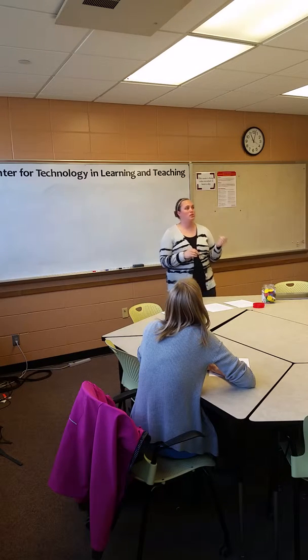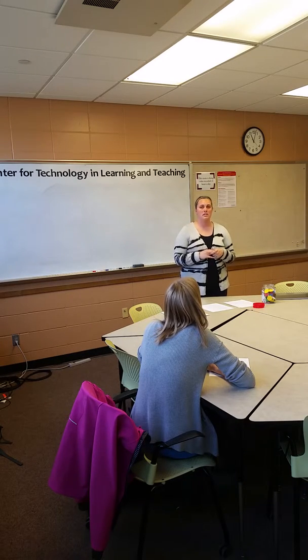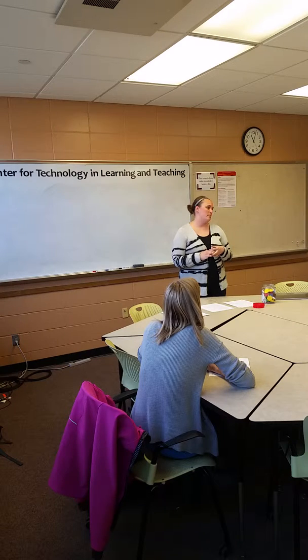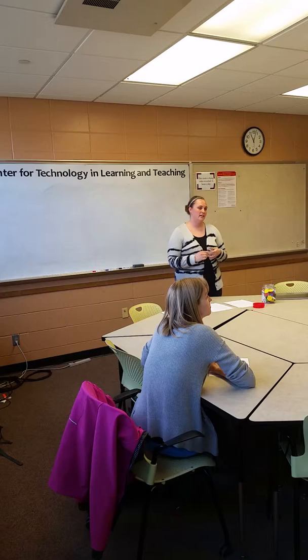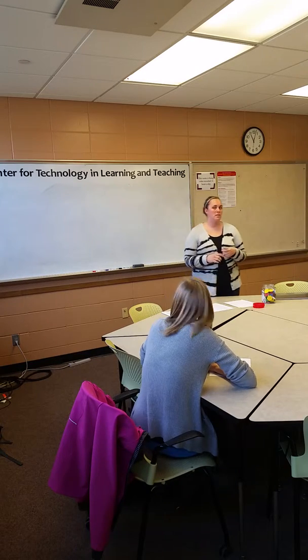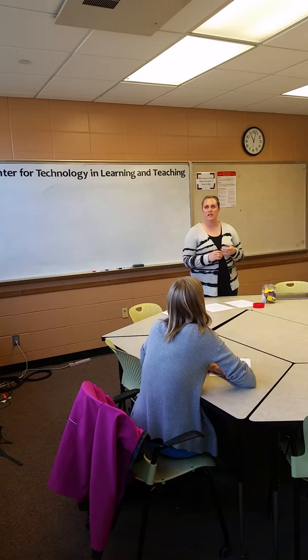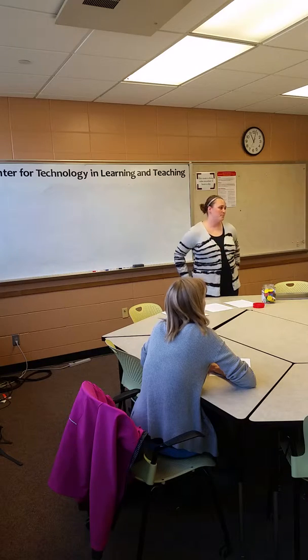So the first group, if you could look for circles and give me some examples of what you find around the room. Yes? The clock is a circle. Perfect. Now, group 2, do you see anything that reminds you of a square?